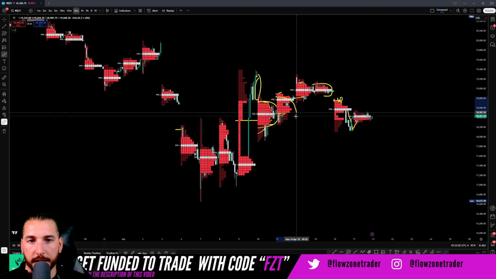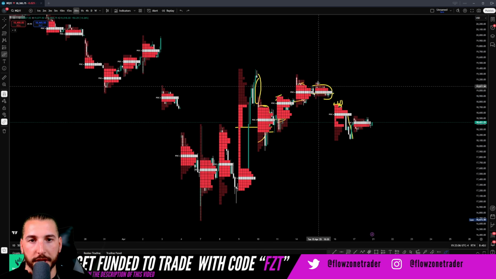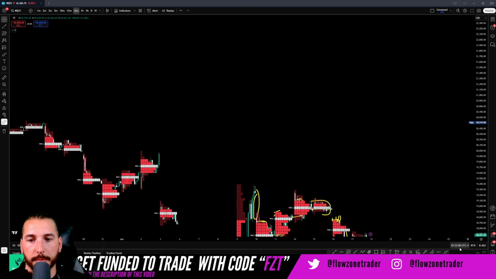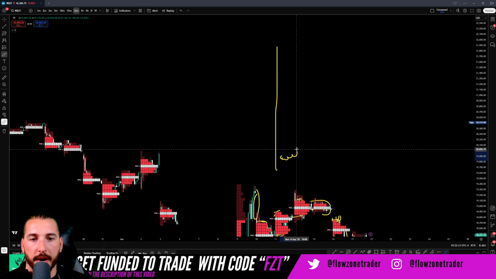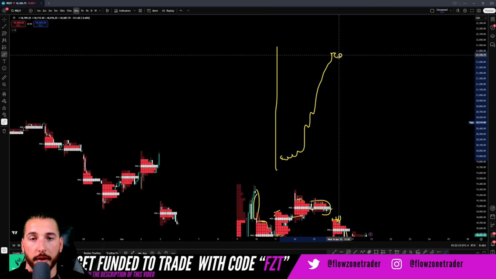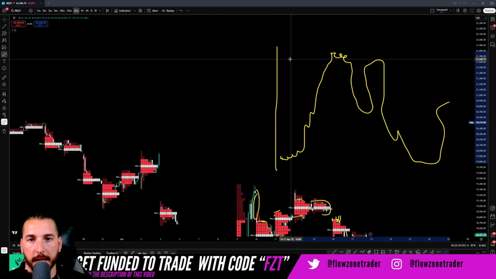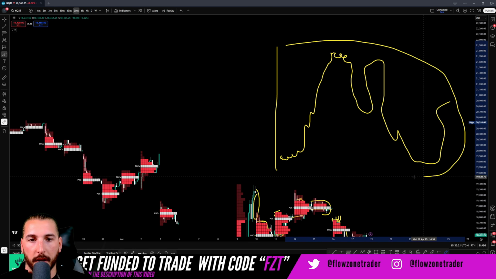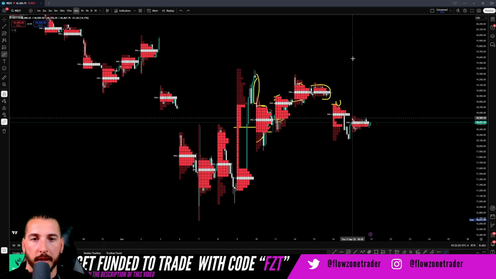A D-shape profile. Always a D-shaped profile for rotation, because the very principle of it, think about this, we move from a value area low to a value area high or initial balance high, back to VWAP, back to here, back to VWAP, back down, back here. And this, in terms of time, will look like this. All right, so that makes sense, doesn't it?